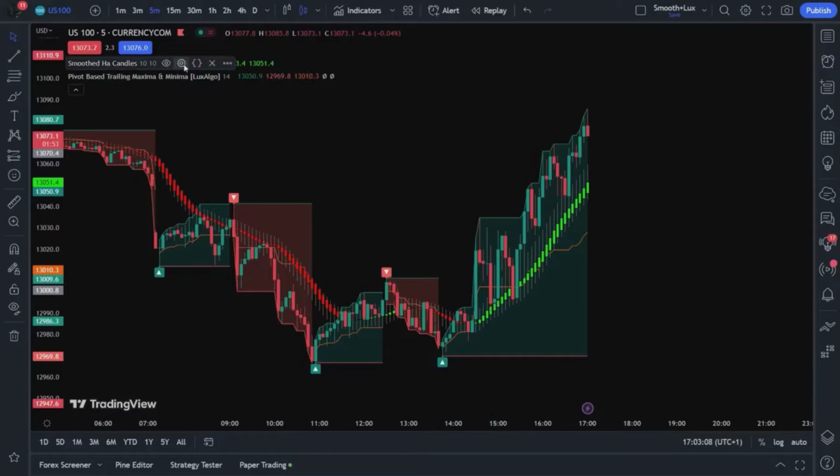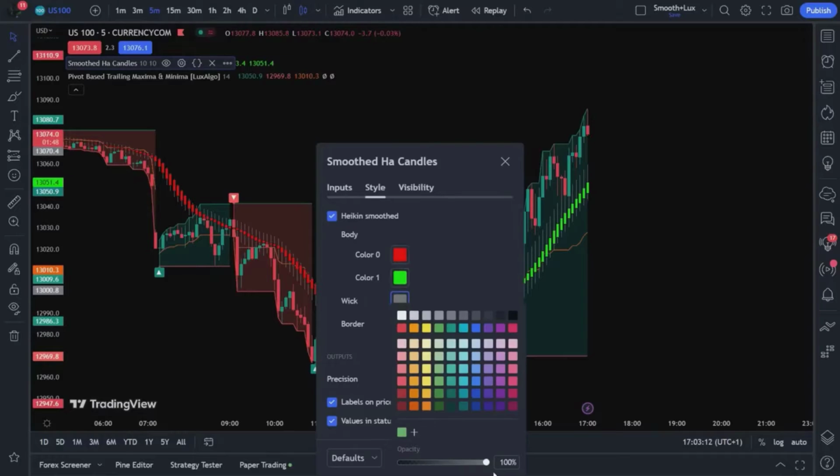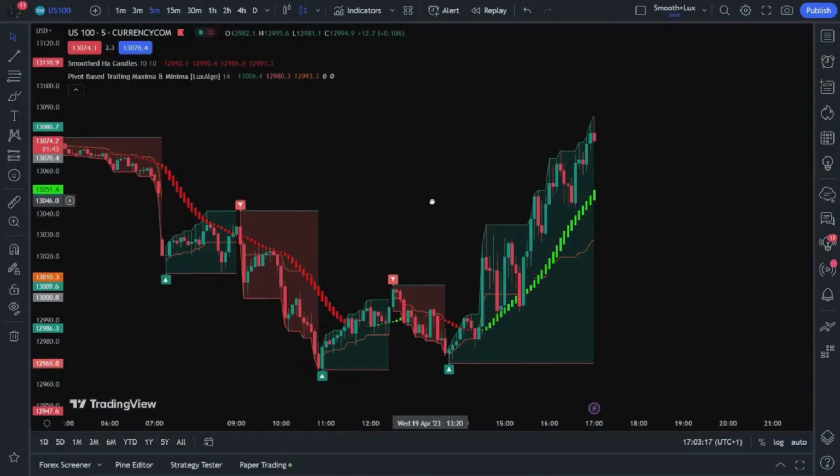Head into the settings of the Smoothed Heiken Ashy Candles and head over to Style. We should change the wick opacity to 0%. This will just make our chart much clearer and easier to read.